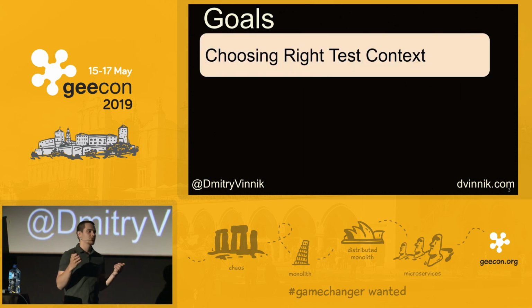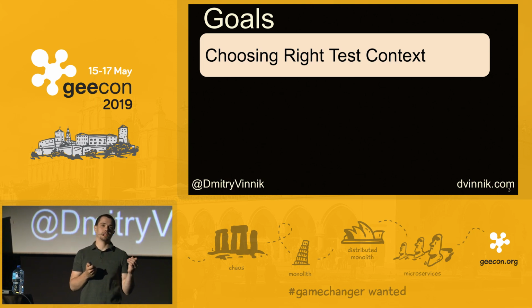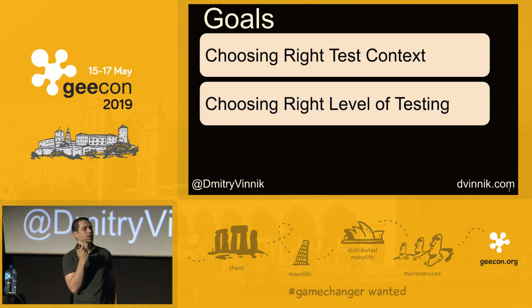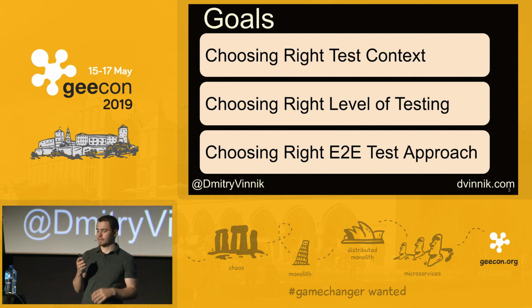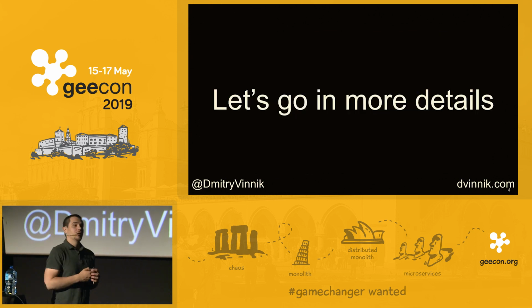So this is why the first goal that we're trying to establish is to choose the right context that you should be implementing in your test infrastructure when it comes to web testing. Then an important thing we're going to discuss is how to choose the right level of testing. And the last would be focusing on end-to-end tests and what kind of approach you might want to take along with your team. And it will be very team specific and use case specific. So that's that. Let's go into more details.